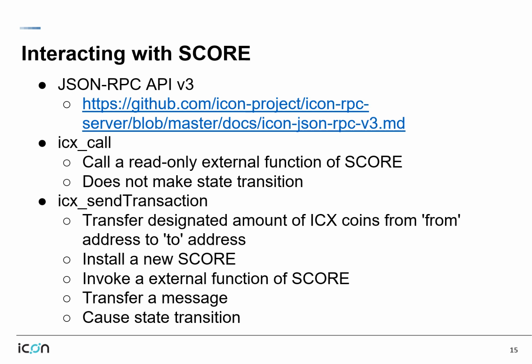To interact with SCOREs, like invoking an external function in a SCORE, you need to use the JSON-RPC API version 3. This is the link for the spec document. There are two major JSON-RPC methods to interact with SCOREs. One is icx_call, and the other is icx_sendTransaction.